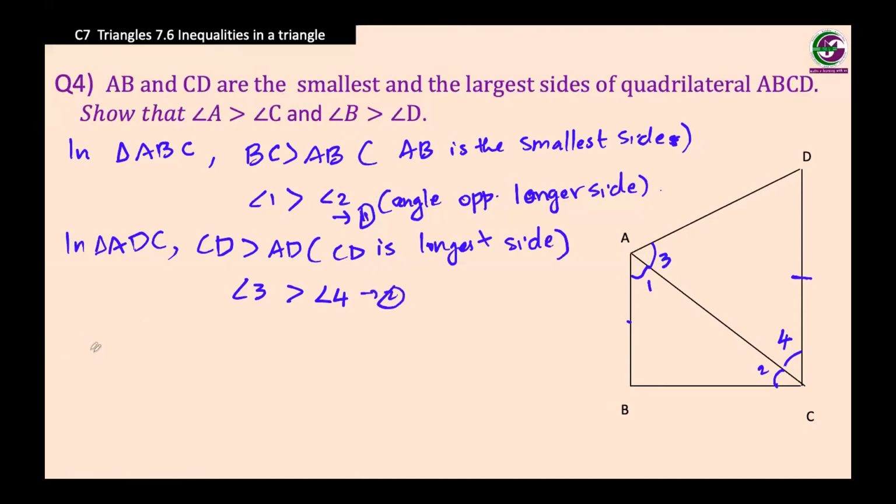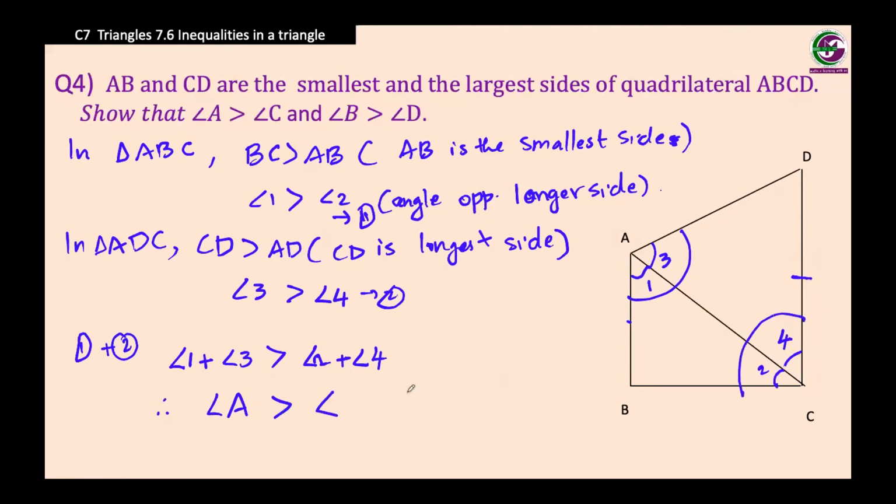When you add 1 and 2, we get angle 1 plus angle 3 is, following the same inequality, greater than angle 2 plus angle 4. Angle 1 plus angle 3 means it is the whole angle A. So therefore, angle A is greater than angle 2 plus 4, which is angle C.